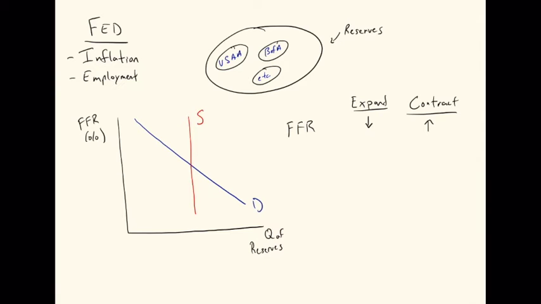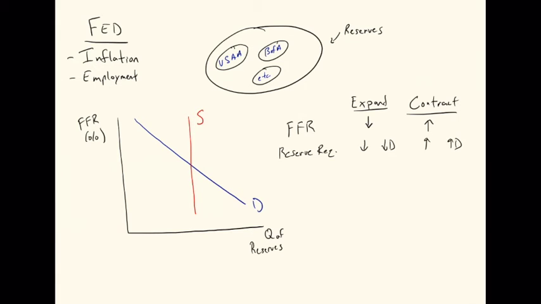First, the Fed sets the overall level of reserves that a bank must maintain, also known as the reserve requirement. Under expansionary monetary policy, the Federal Reserve would lower the reserve requirement, thereby decreasing the demand for reserves. And under contractionary policy, the Federal Reserve would increase the reserve requirement, thereby increasing the demand for reserves.